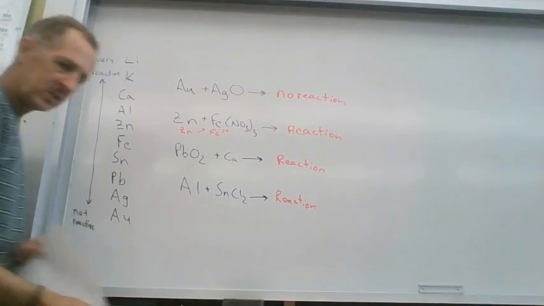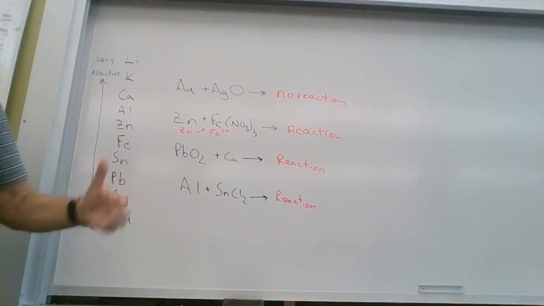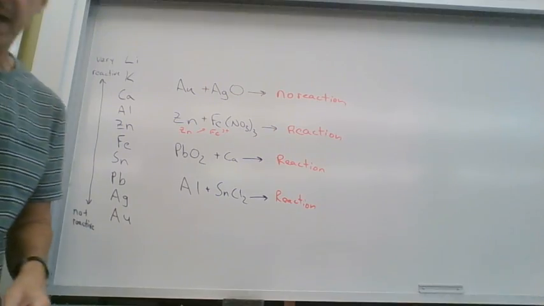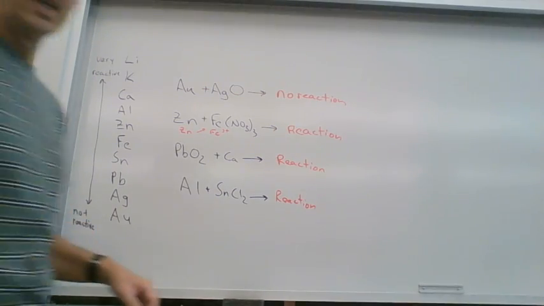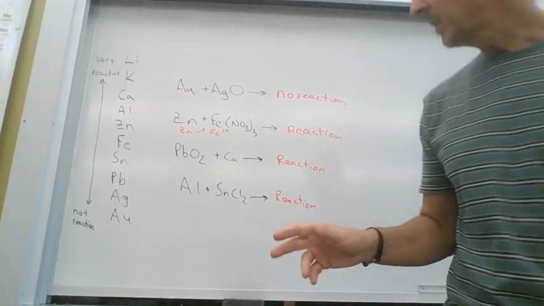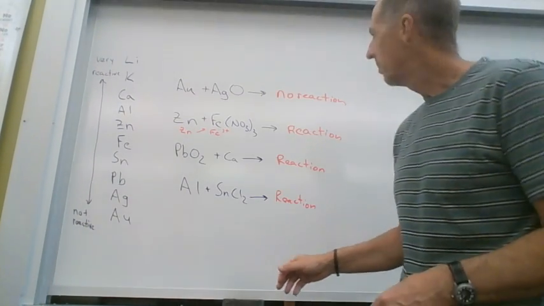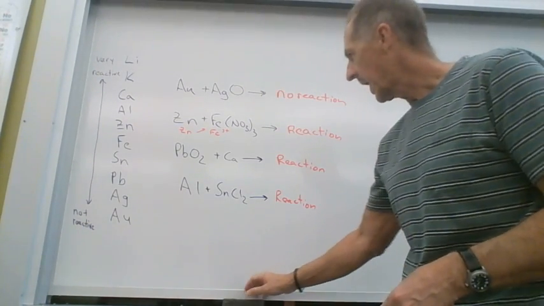So after you've collected your data and built your activity series, the next part of the lab will be to use that activity series to predict whether reactions may or may not occur, and then to balance those reactions.